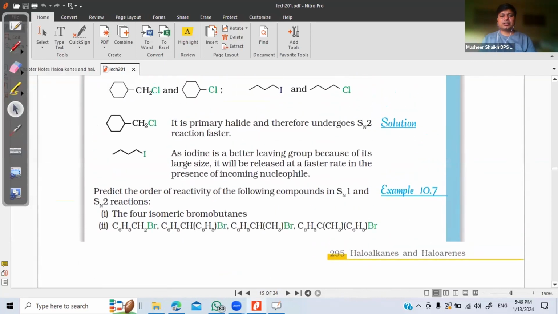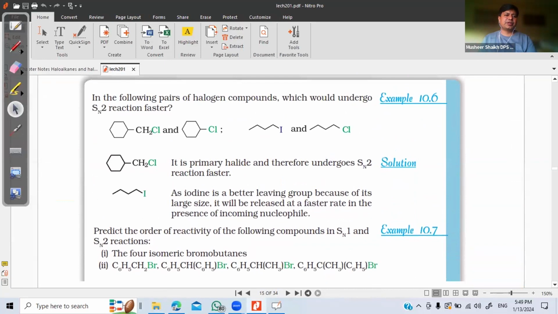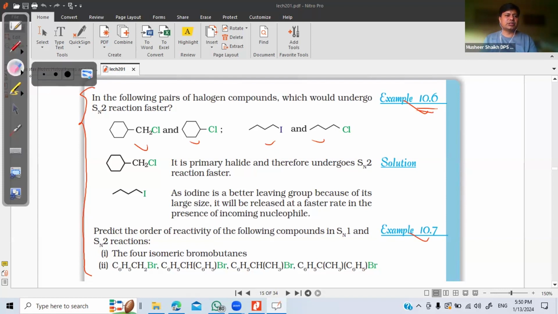These in-text examples and questions are very important. In fact, the board does not even take enough pain to change the structure of the molecule. They simply copy from this in-text question and paste it into the board exam. You'll find these examples 10.6, 10.7. In a newer publication, the examples might be different. The number may change, but the question does not change. Copy-paste questions have been asked in several past year board examinations, so you must go through these examples.